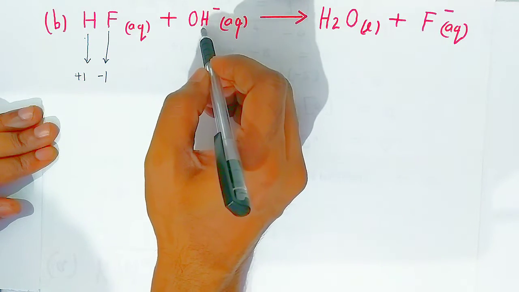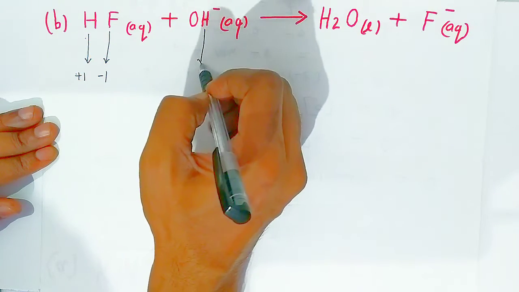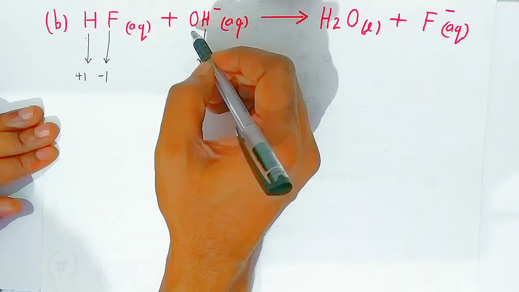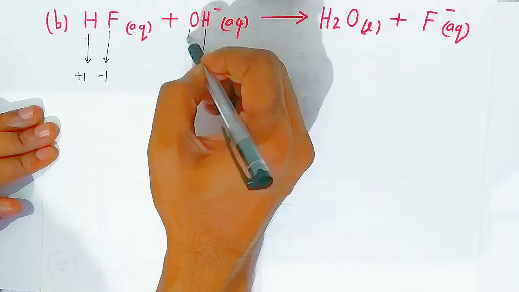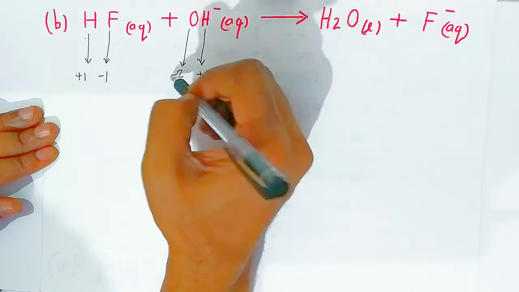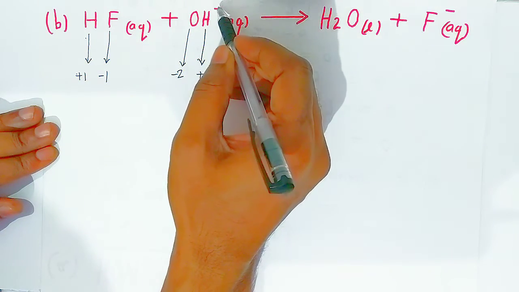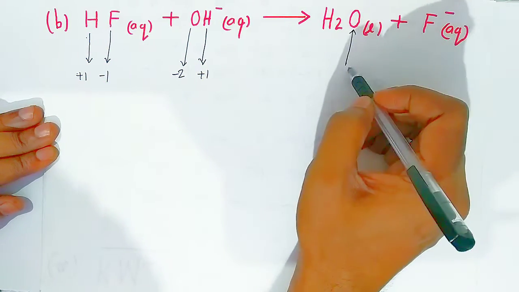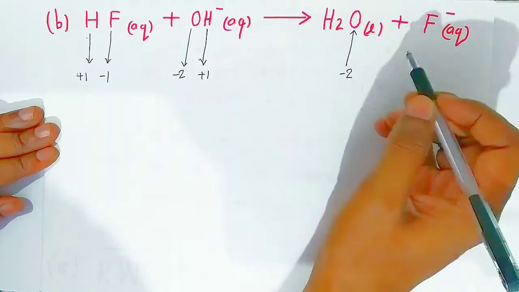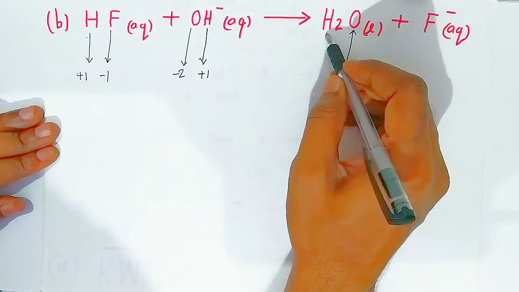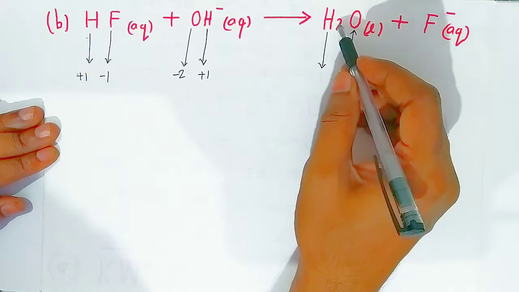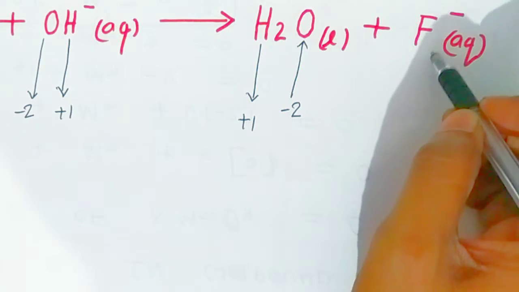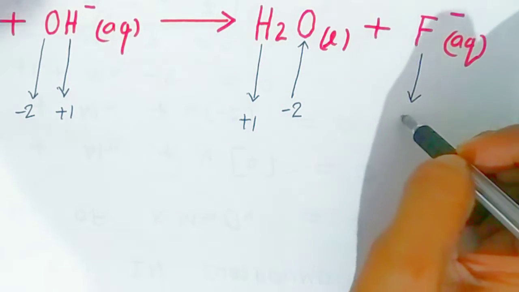Now here, students, the oxidation number of hydrogen we are going to take as +1. What will be the oxidation number of oxygen? The oxidation number of oxygen will be -2. Okay students, -2 and +1, so the molecule contains a -1 charge. Now in the water molecule, students, oxygen is always -2. So what will be the oxidation number of hydrogen? Because there are 2 hydrogens, the oxidation number will be +1. Now in fluoride, students, the oxidation number will be -1.